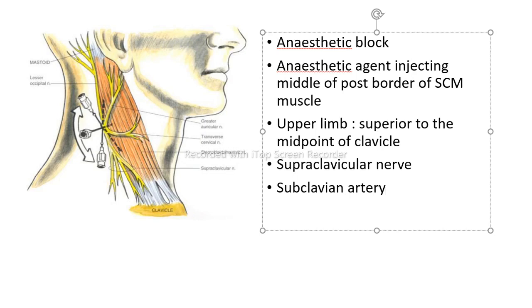So we can palpate the subclavian artery above the clavicle, at the midpoint of the clavicle, behind the sternocleidomastoid muscle. And we can compress the artery at the junction of the middle third and medial third of the clavicle against the first rib. This is the pressure point of the subclavian artery. So when hemorrhage occurs, the artery can be compressed here.